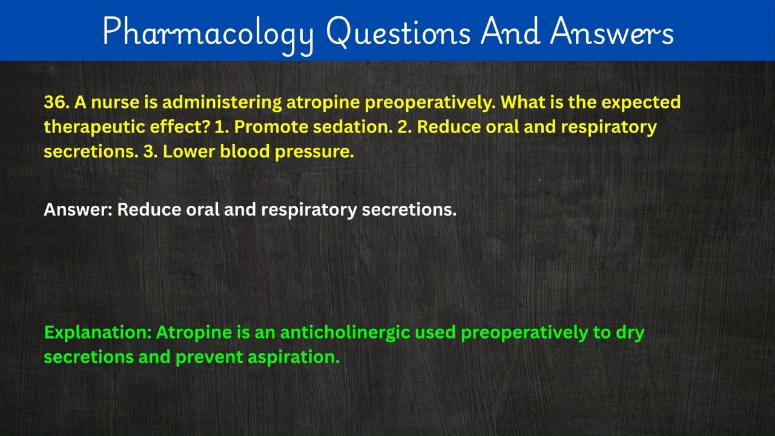36. A nurse is administering atropine preoperatively. What is the expected therapeutic effect? 1. Promote sedation. 2. Reduce oral and respiratory secretions. 3. Lower blood pressure. Answer: reduce oral and respiratory secretions. Explanation: atropine is an anticholinergic used preoperatively to dry secretions and prevent aspiration.